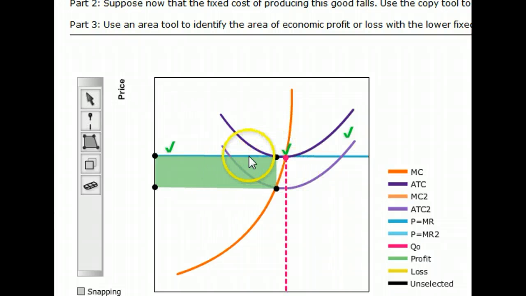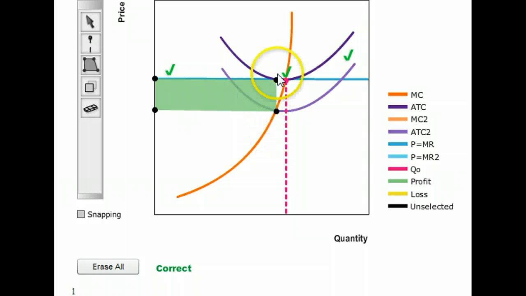Now remember that with this situation here, really it looks like it's touching in the minimum point of the average total cost curve. And so you should be showing the profit maximizing level of output as you did here with this dotted line, the pink dotted line. And this is how much the firm is producing. So that is correct and is correctly drawn.